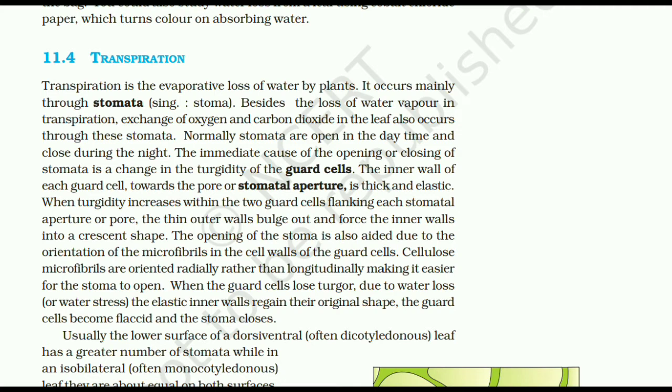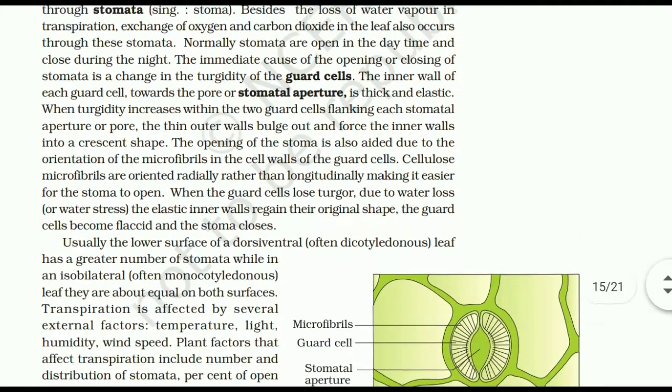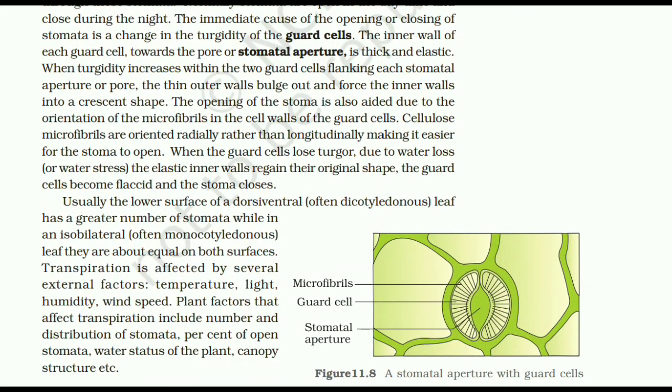The inner wall of each guard cell towards the pore or stomatal aperture is thick and elastic. When the turgidity increases within the two guard cells flanking each stomatal aperture or pore, the outer thin walls bulge out and force the inner walls into a crescent shape. The opening of stomata is also aided by the orientation of microfibrils in the cell walls of the guard cells. Cellulose microfibrils are oriented radially rather than longitudinally, making it easier for the stomata to open. When the guard cells lose turgor due to water loss, the elastic inner walls regain their original shape. The guard cells become flaccid and the stoma closes.